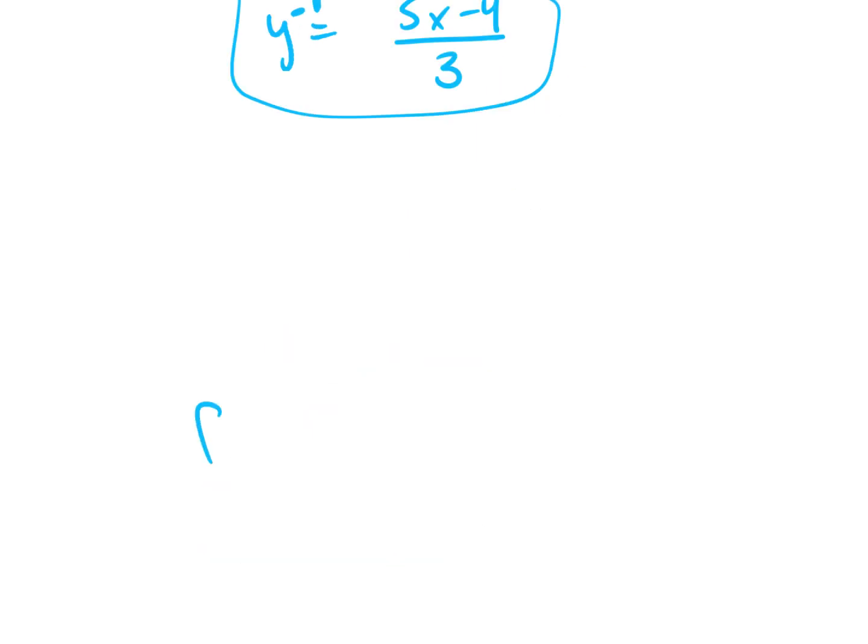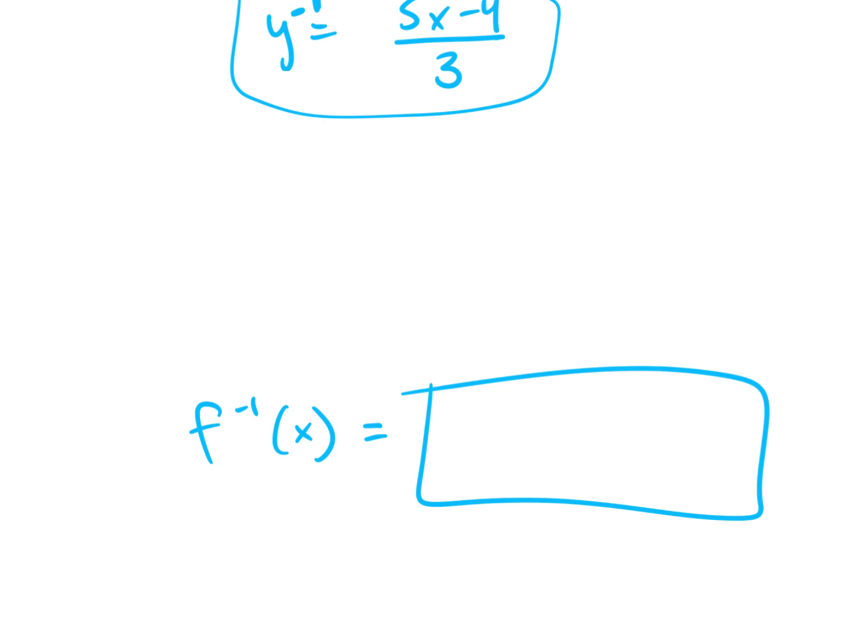So for the homework, I think it has f negative 1 of x like this, equals, and then the box. So then you just type the rest of it in there. But on a test or quiz, don't forget to put the little negative 1. You have to name it.